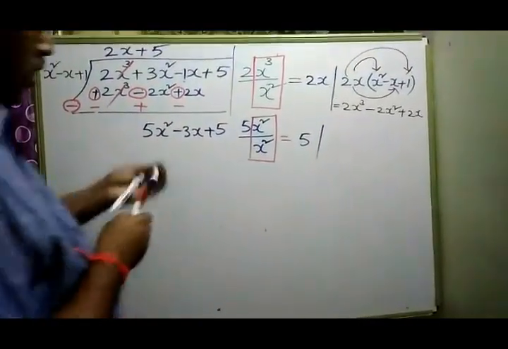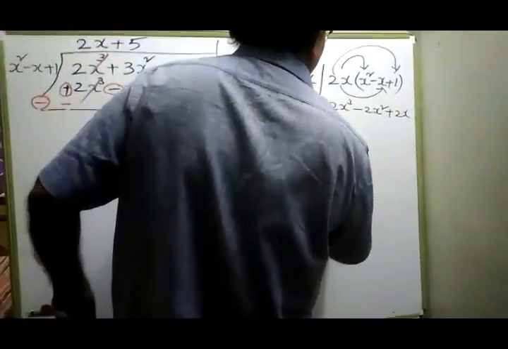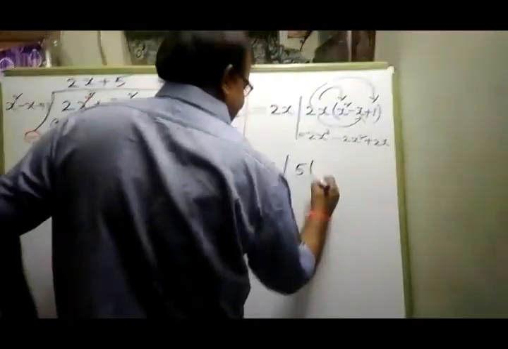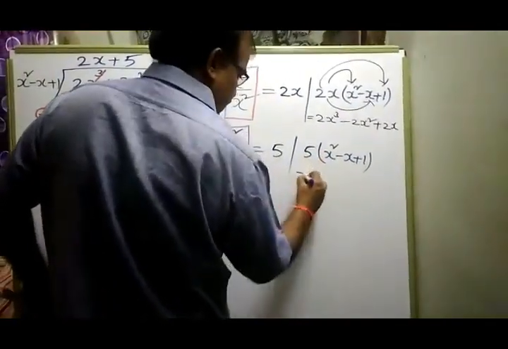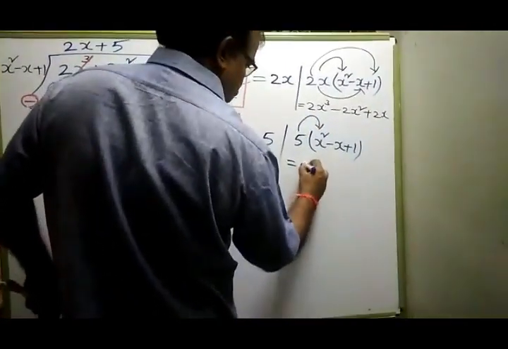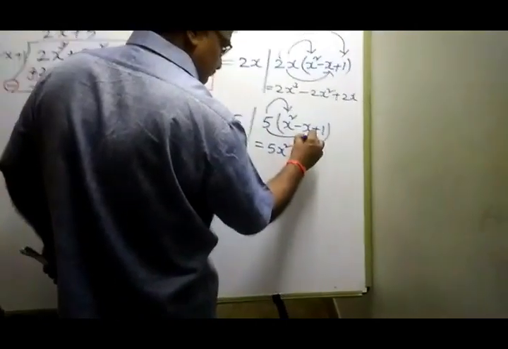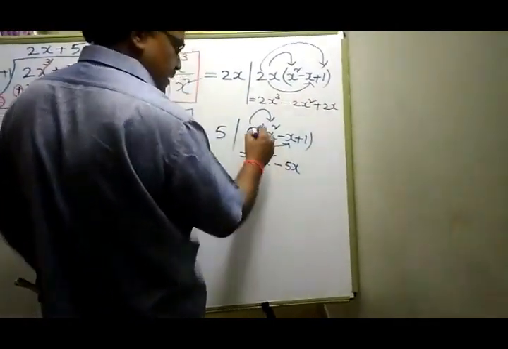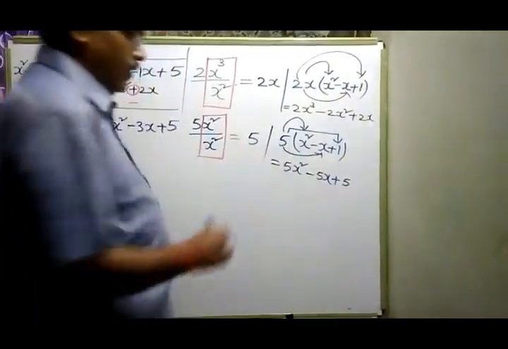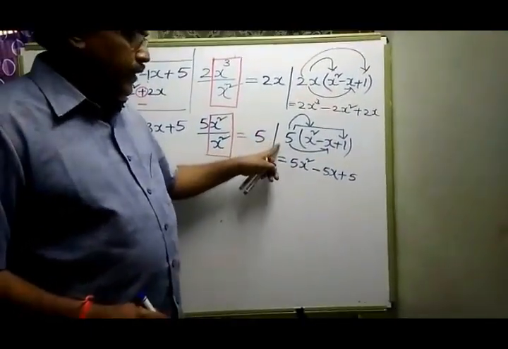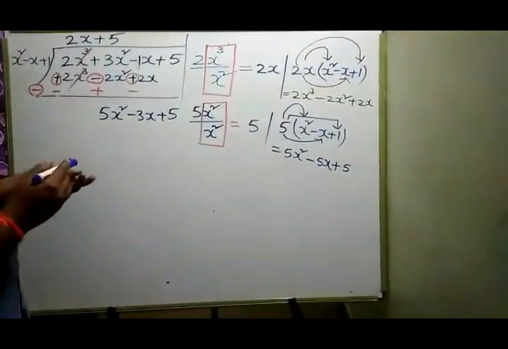Because of this, actually this 5 into the divisor x square minus x plus 1, again multiplication, is equal to 5 into x square, 5x square, 5 into minus x, minus 5x, 5 into plus 1, plus 5.